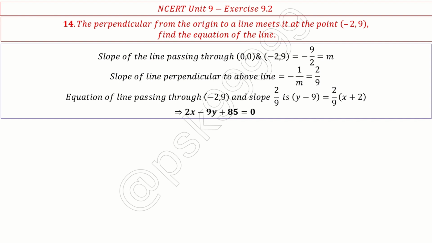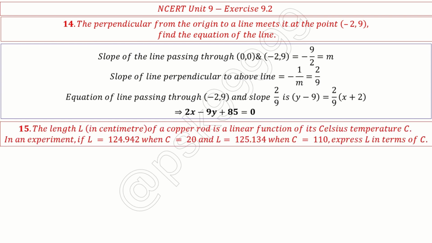Now I need the equation of the other line, which is perpendicular to this slope. So that is nothing but minus 1 by m will be the slope, which is 2 by 9. Now I have a slope. So the equation of a line passing through minus 2 comma 9 with slope 2 by 9, I use the point slope form. Then I get the answer 2x minus 9y plus 85 equal to 0.